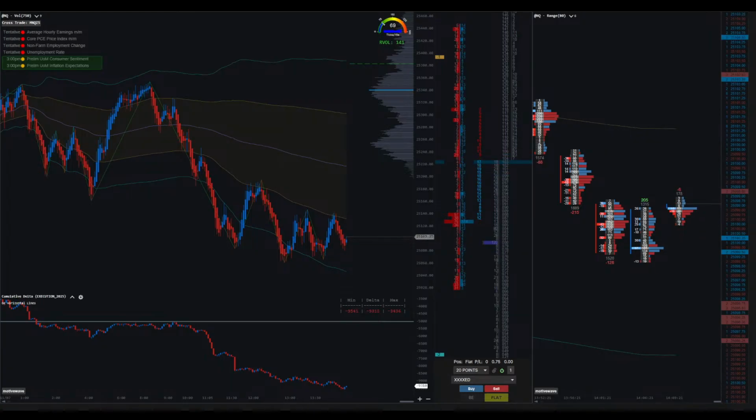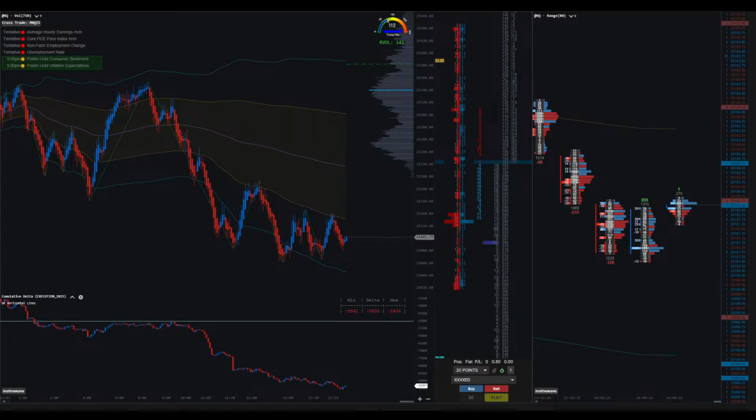Okay, here are the minis, and here are the micros. So depending on what the opening range breakout is, we trade that. We'll trade out of it.